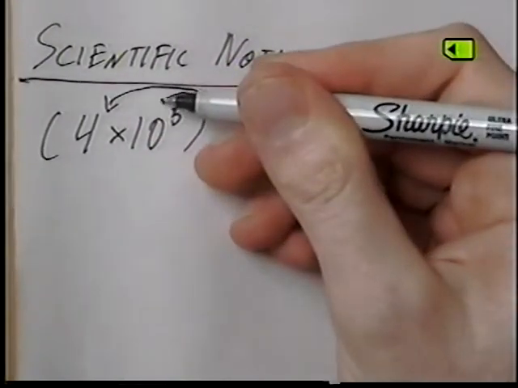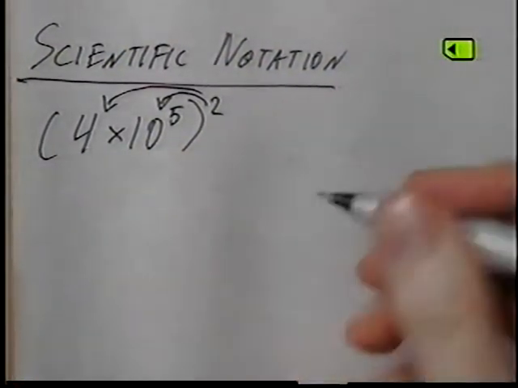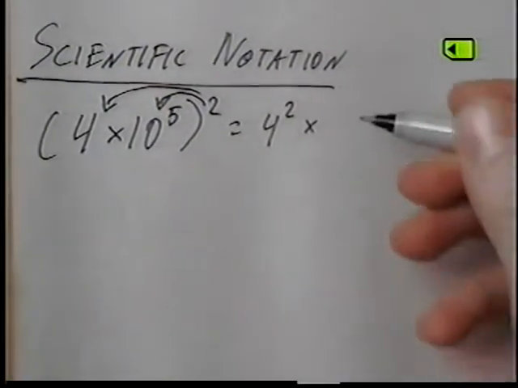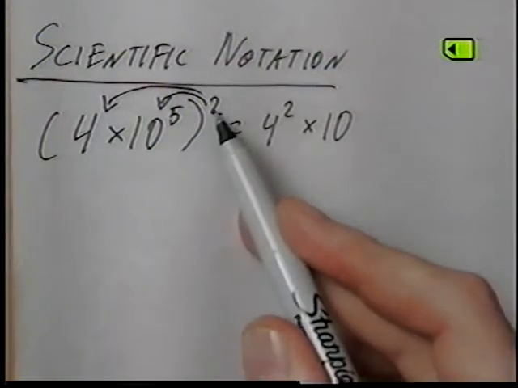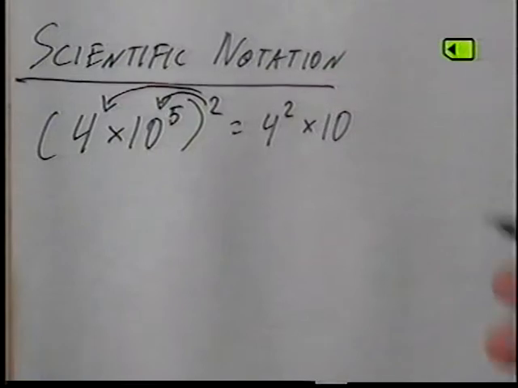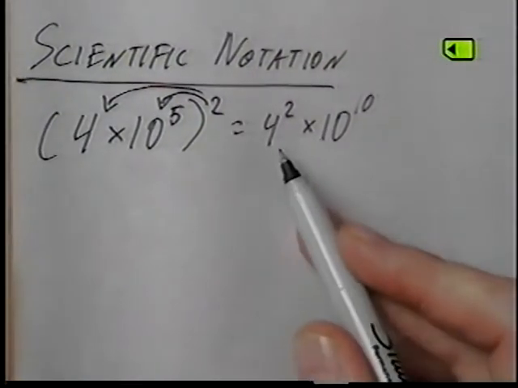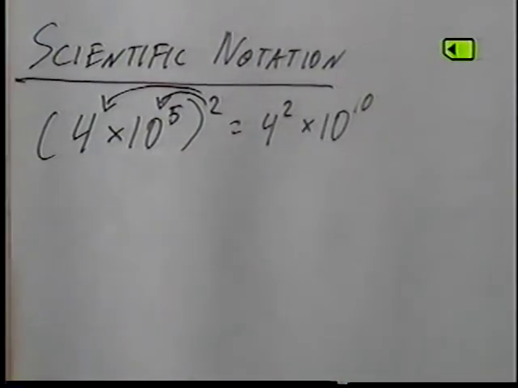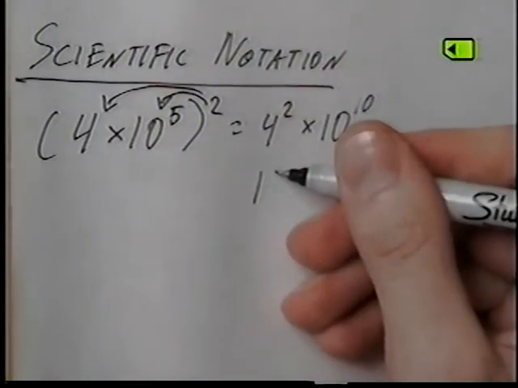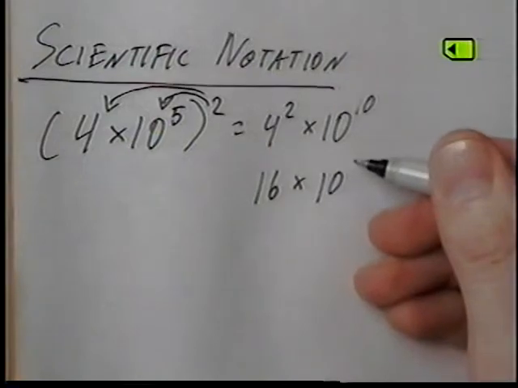Same idea as the previous section. The 2 goes to each term on the inside. So 4 to the second power. Times sign stays the same. The base 10 stays the same. The 2 exponents, separated by a parentheses, you multiply those. 5 times 2 would be 10. Simplifying numbers with exponents, 4 to the second power. 4 times itself 2 times. 4 times 4 would be 16. Times 10 to the 10th power.